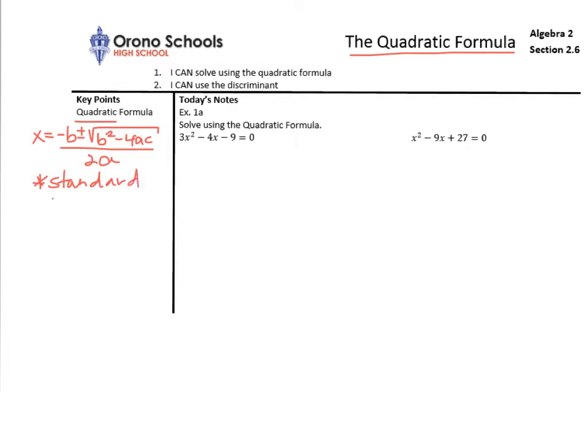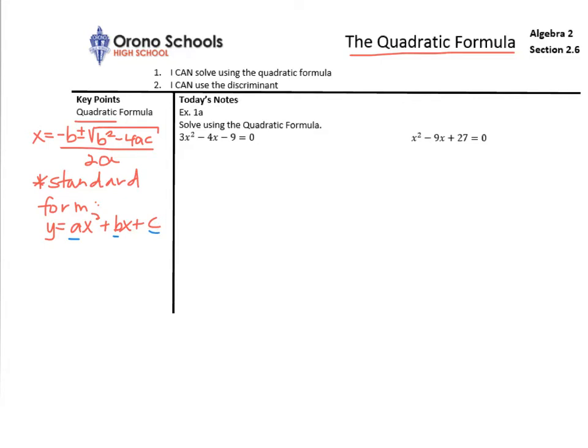And if you look at the two examples on the right, we're in that form. So we have y equals ax squared plus bx plus c. A is always the coefficient in front of x squared. B is always the coefficient in front of x. And c is always the constant.